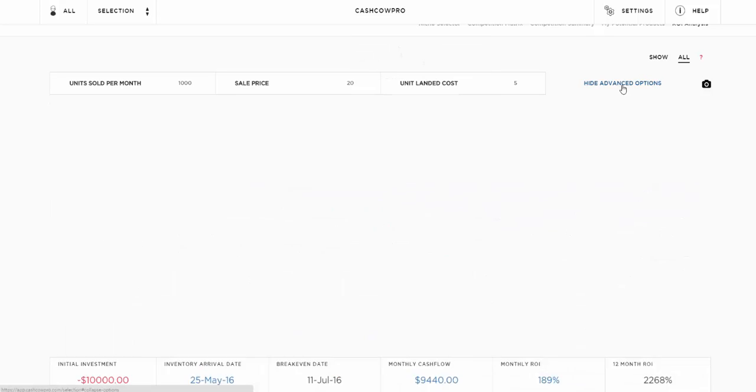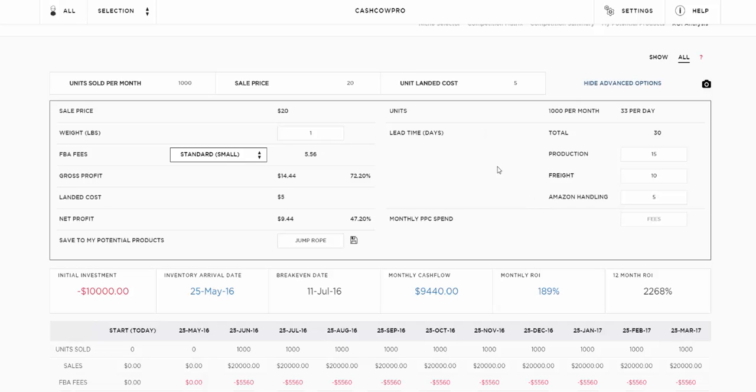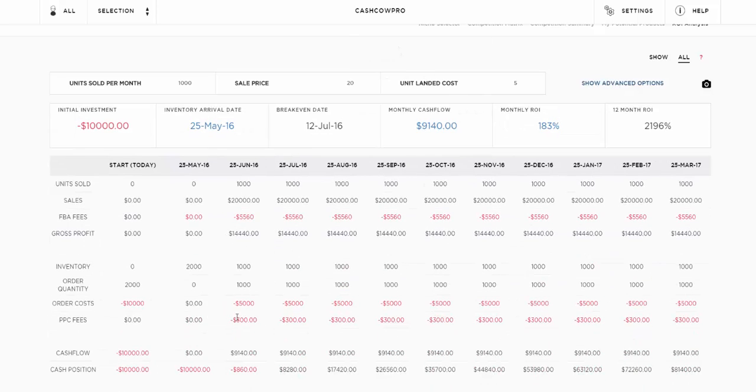In the advanced options, you can add in the pay-per-click cost, monthly pay-per-click spend. So here we're going to put in, okay, I plan to spend $10 a day or $300 a month in total. And what it will do is it will take out the pay-per-click costs from your monthly cash flow, and you can see how that affects the overall product.